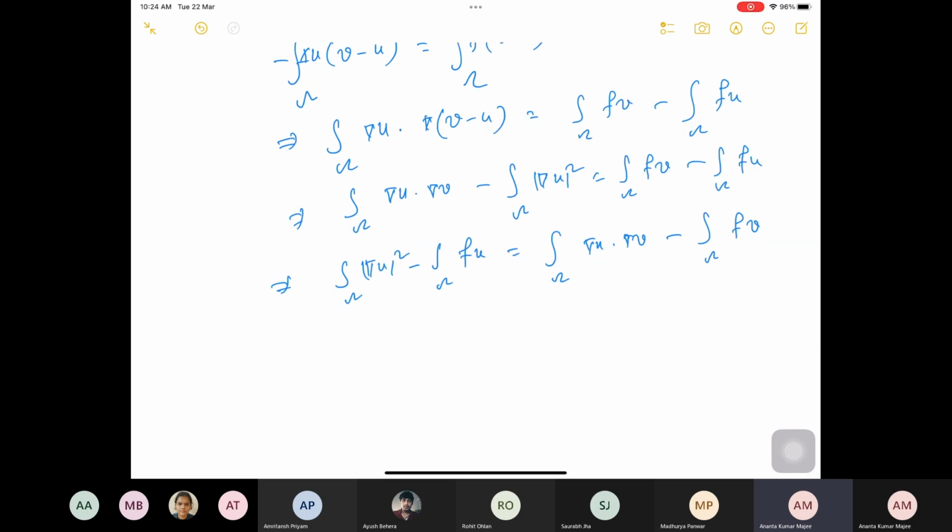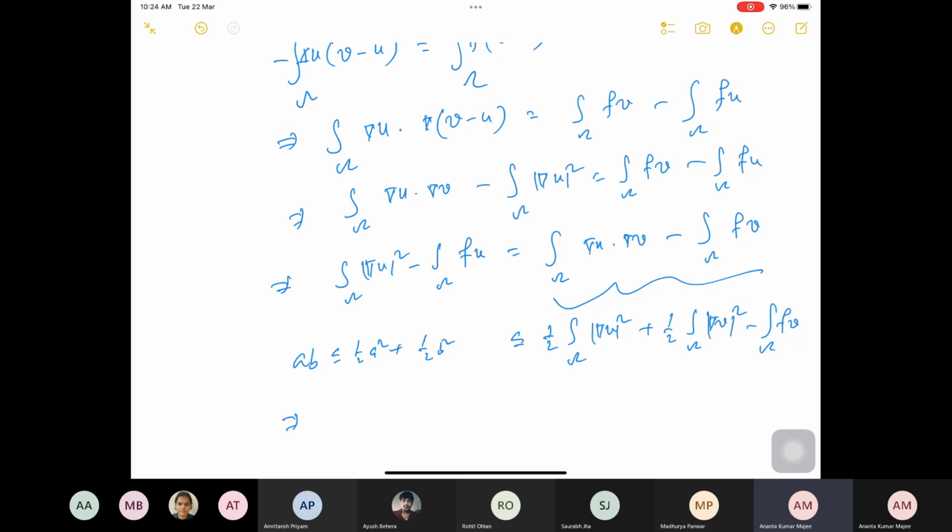So now this part I can write down. What I know is that ab is less than or equal to half of a square plus half of b square. If I use this formula, then this term is less than or equal to half of the integral over omega of grad u square plus half of the integral over omega of grad v square minus the integral over omega of f v. Is it not? So now I have here one half. So this implies that on the left hand side I have half of the integral over omega of grad u square minus the integral over omega of f u, which is less than or equal to half of the integral over omega of grad v square minus the integral over omega of f v. Is it not?